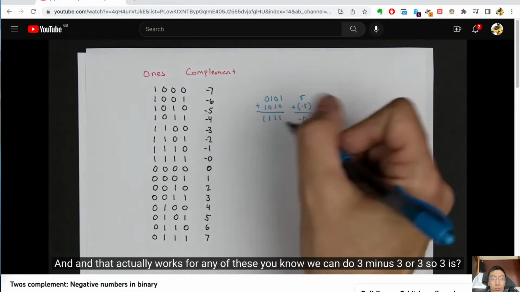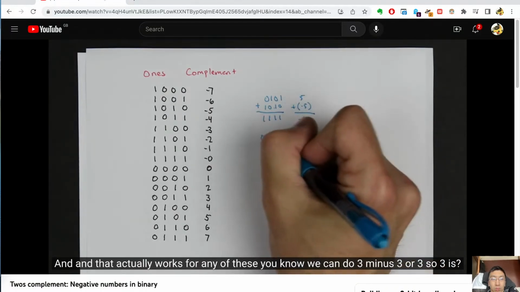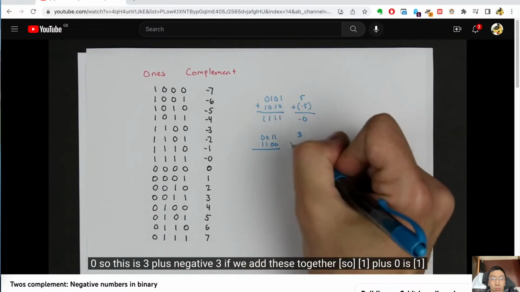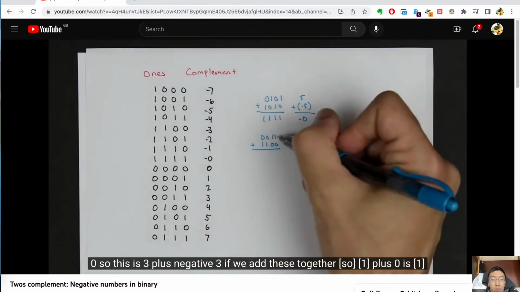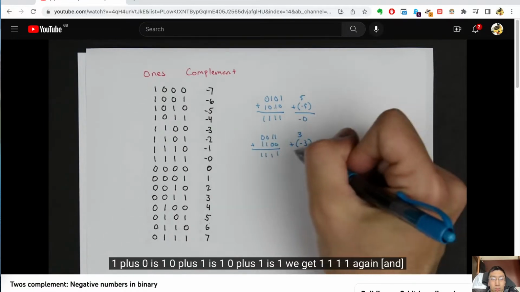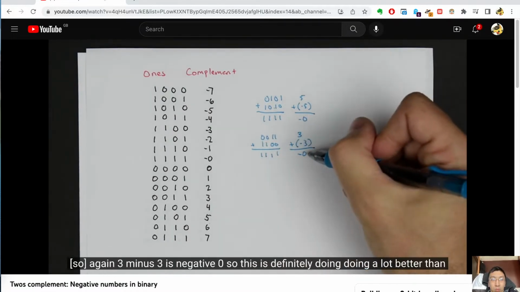We can do 3 minus 3. So 3 is 0, 0, 1, 1. Negative 3 is 1, 1, 0, 0. So this is 3 plus negative 3. If we add these together, 1 plus 0 is 1, 1 plus 0 is 1, 0 plus 1 is 1, 0 plus 1 is 1, we get 1, 1, 1, 1 again. And so again, 3 minus 3 is negative 0.